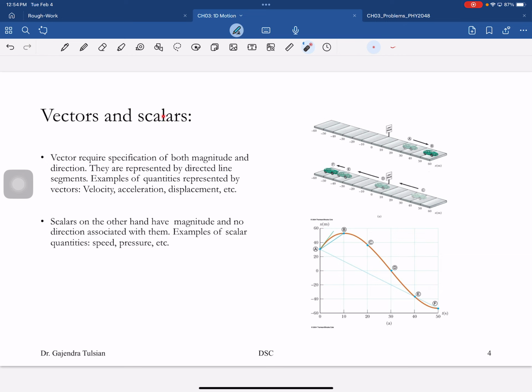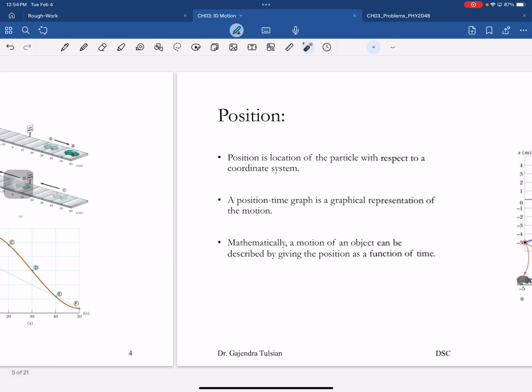In 3 dimensions, how many numbers do you need for a scalar? I'm sorry? 1. In 1 dimension, how many numbers? 1. Okay. In n dimensions, it doesn't matter how many dimensions you have, you just need 1 number to specify a scalar. Okay. So speed, pressure, temperature, they're all examples of scalars. Velocity, acceleration, displacement are vectors.